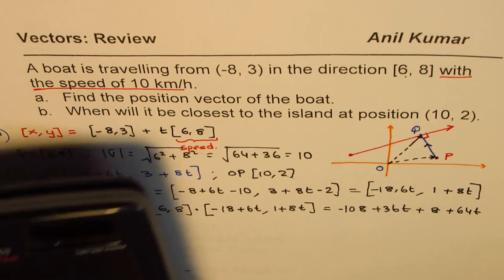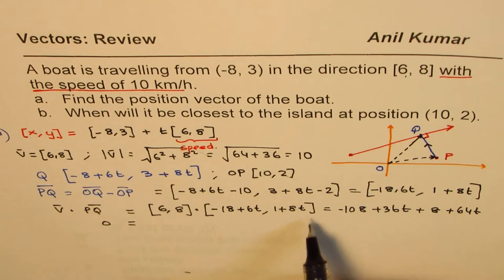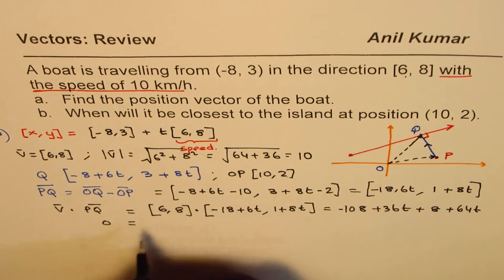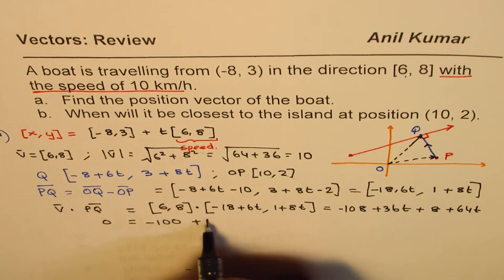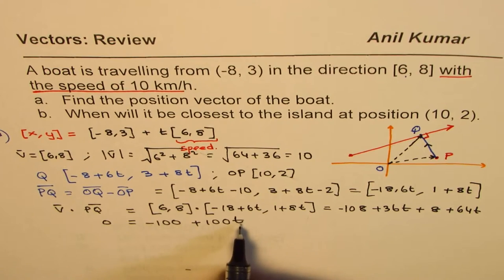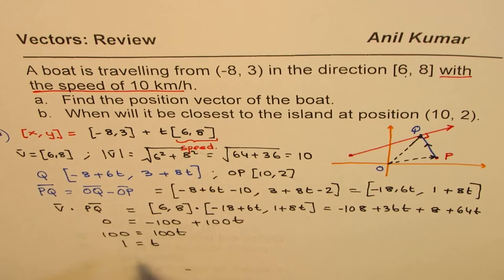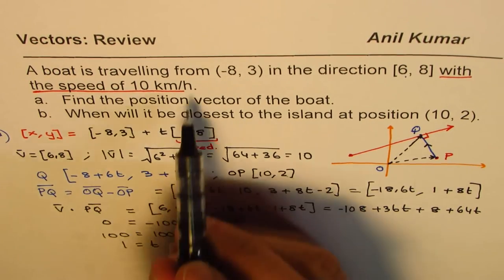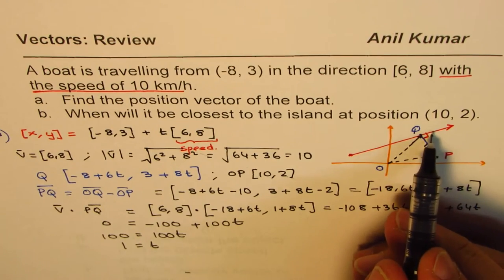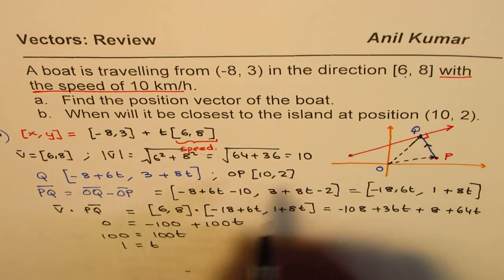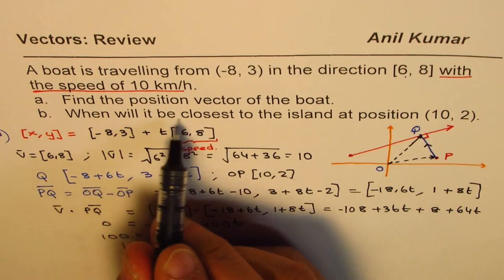Let's add this up. Minus 108 and 8 is minus 100. 36t and 64t gives us plus 100t. So from here we can solve for t. We have 100 equals 100t, and that means t is 1. So at time t equals 1, the units are hours, this line will be perpendicular. That is to say, after an hour, the boat is going to be at the shortest distance from the island. When will it be closest means time.